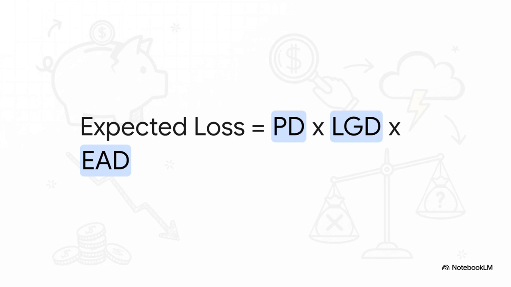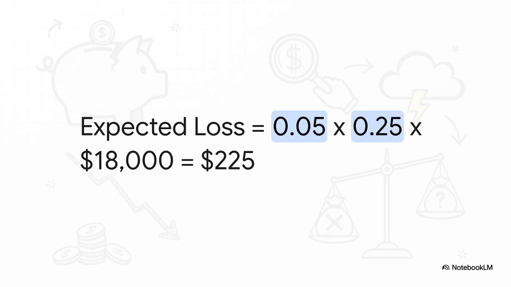The expected loss is just the probability of default times the loss given default times the exposure at default. And I'm not exaggerating when I say this is one of the most fundamental calculations in all of finance. Let's just plug in our numbers and see what happens. We take 5% times 25% times our $18,000 exposure. The result? $225. And here's the crucial point.